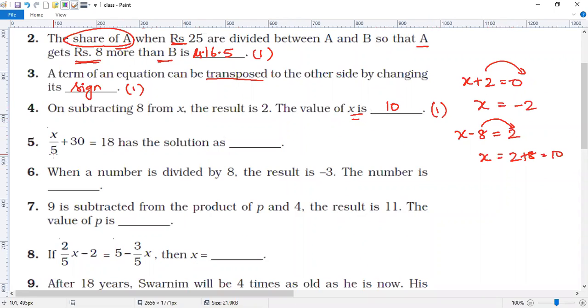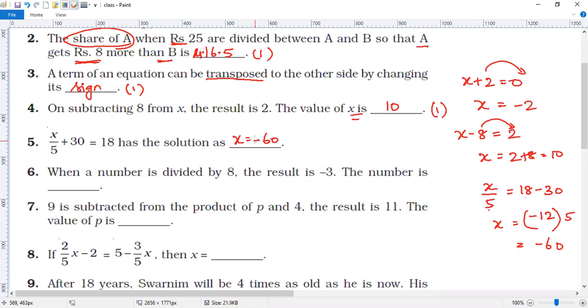Question number 5. x by 5 plus 30 is equal to 18. The solution is nothing but the value of x. How will you find it? x by 5 is equal to 18 minus 30, so x by 5 is minus 12. And this 5, when it goes to the other side, becomes multiplication because here it is in division. So 5 into 12 you will get as 60. Correct? So what is the answer? Minus 60 will be the answer for this one. So x is equal to minus 60.